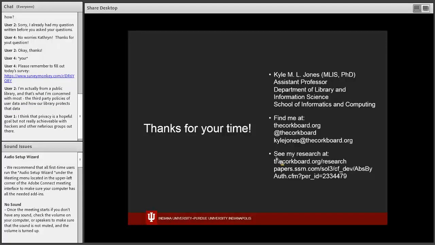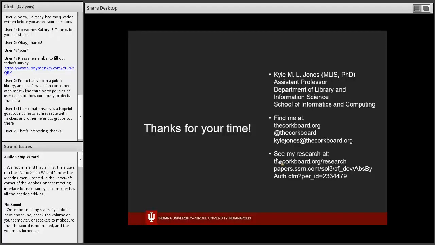She says, I'm actually from a public library, and that's what I'm concerned with most, the third-party policies of user data and how our library protects that data. Yeah, Catherine, as a public librarian, I think it really does come down to your contracts. And I think most public libraries don't have the legal support that academic libraries do, where they have legal counsel who can look over these contracts and provide a very close eye. And it's going to be more difficult.